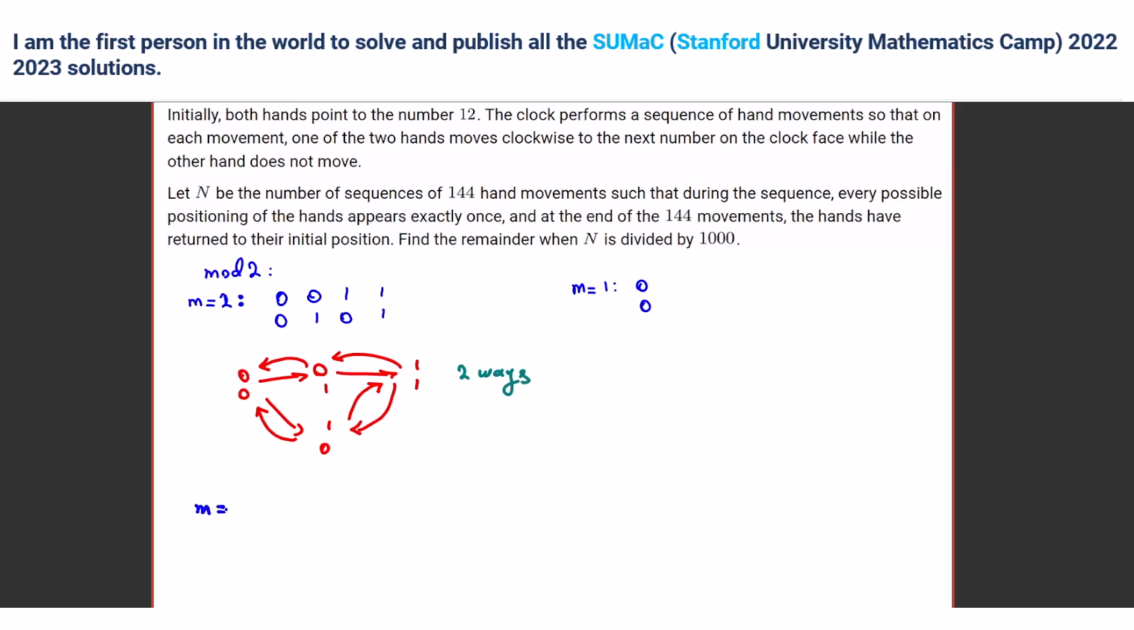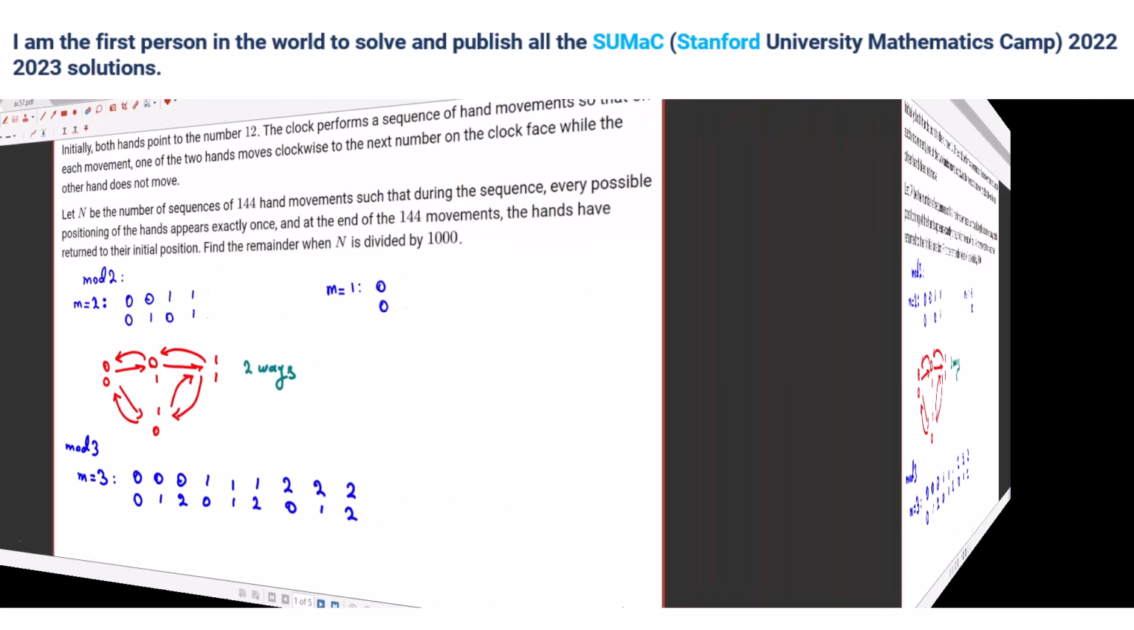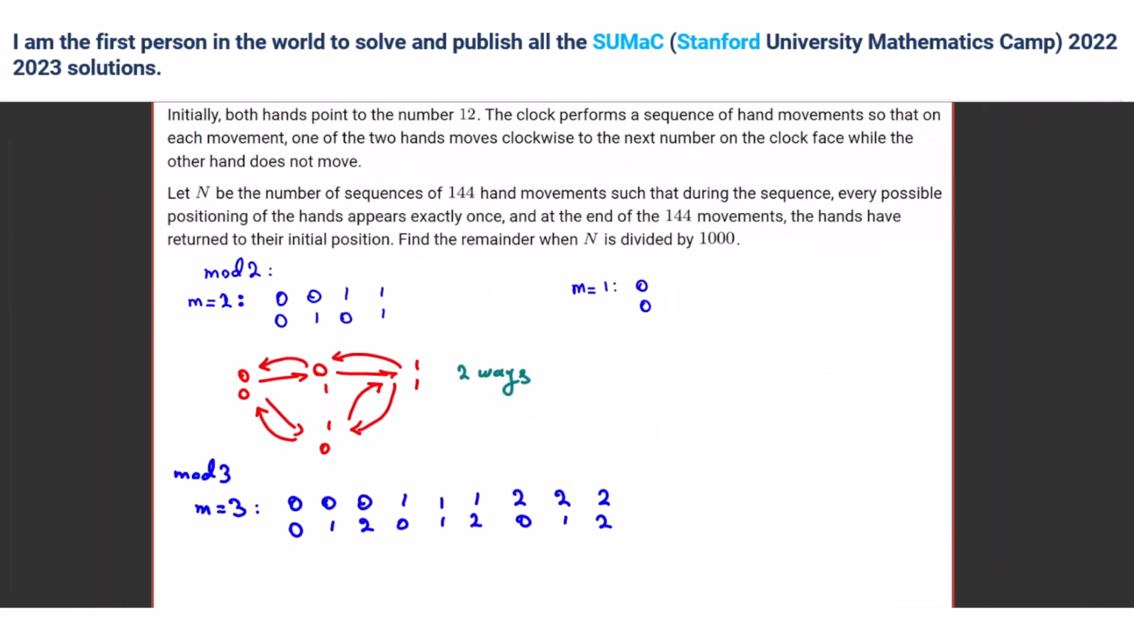Now let's consider M3. For M3, we have 0, 0, 0, 1, 0, 2, 1, 0, 1, 1, 1, 2, 2, 0, 2, 1, 2, 2, right? Here we should consider mod 3. For this case, calculate how many ways are there. I don't know how to solve this with 3.